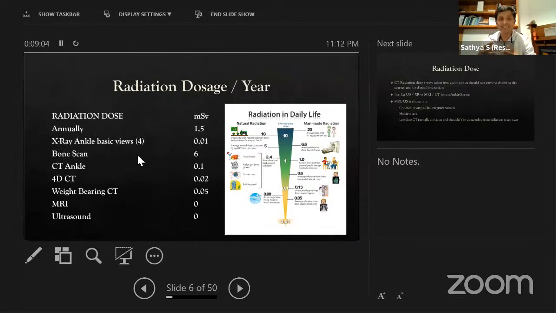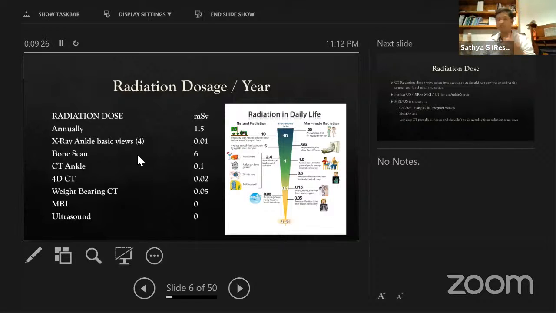And a 4D CT, which is again a very low dose CT scan at a lower emission of X-ray as well, is only 0.02. A weight-bearing CT can be up to 0.05, and MRI and ultrasound is totally zero. They are non-ionizing radiation methods, so they don't emit any X-ray or radiation dose for a person.